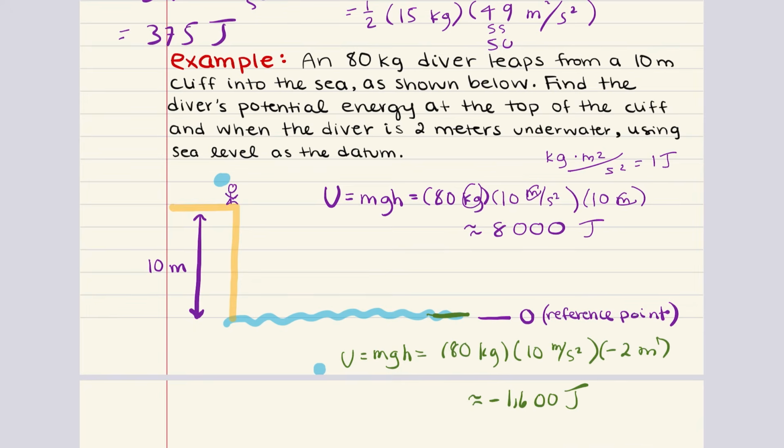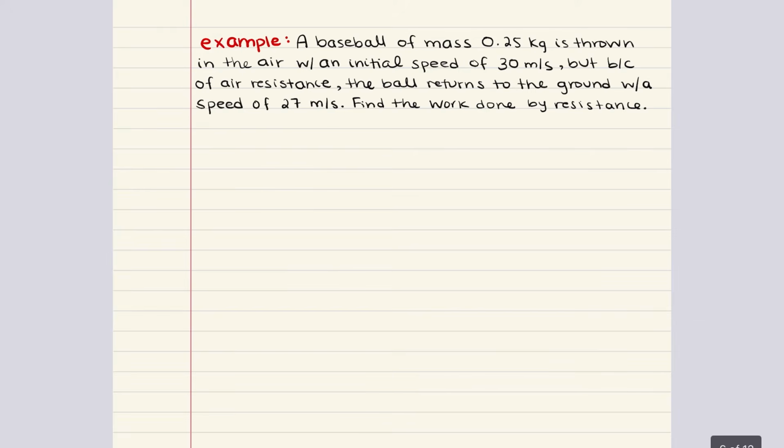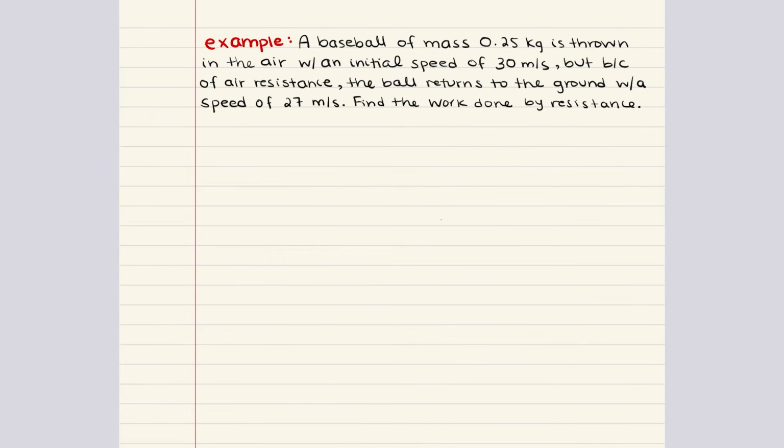Wonderful. Let's tackle our last practice problem before we move into objective 2. This problem reads, a baseball of mass 0.25 kilograms is thrown in the air with an initial speed of 30 meters per second. But because of air resistance, the ball returns to the ground with a speed of 27 meters per second. Find the work done by resistance.